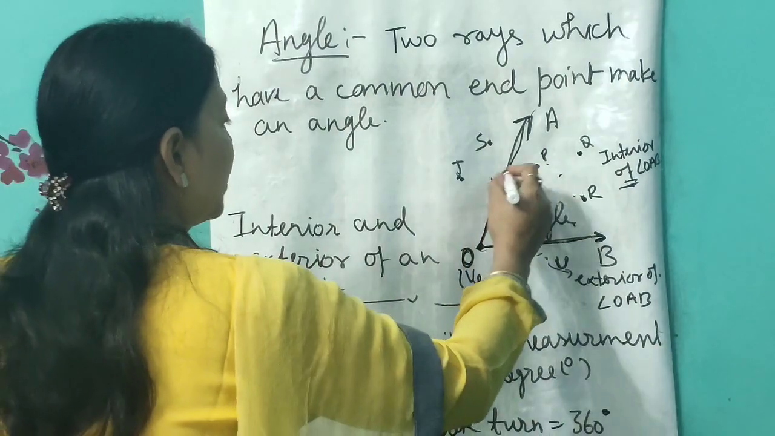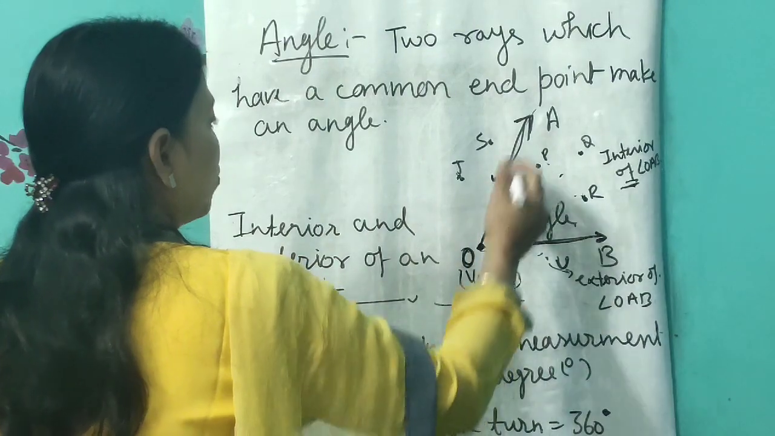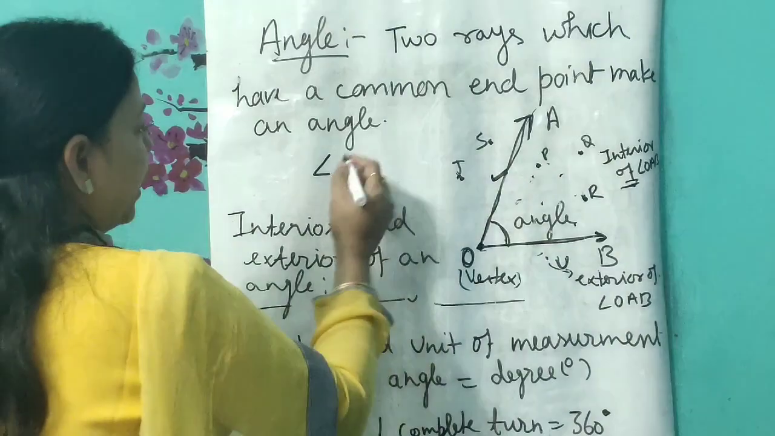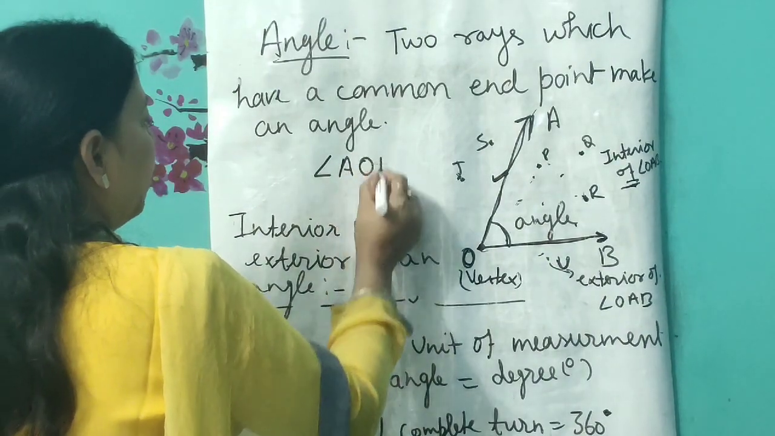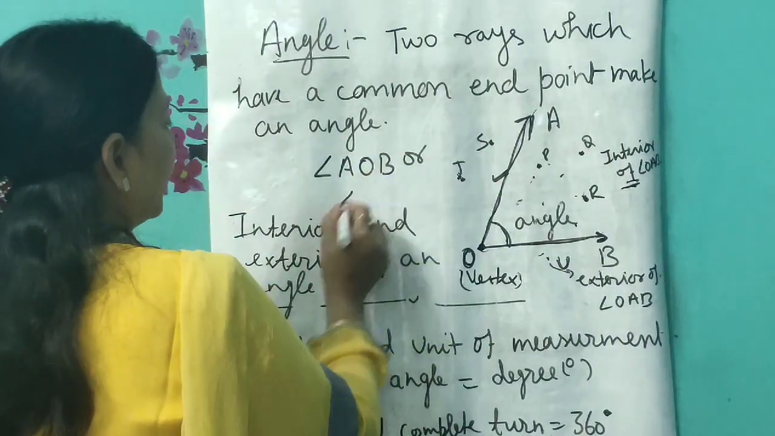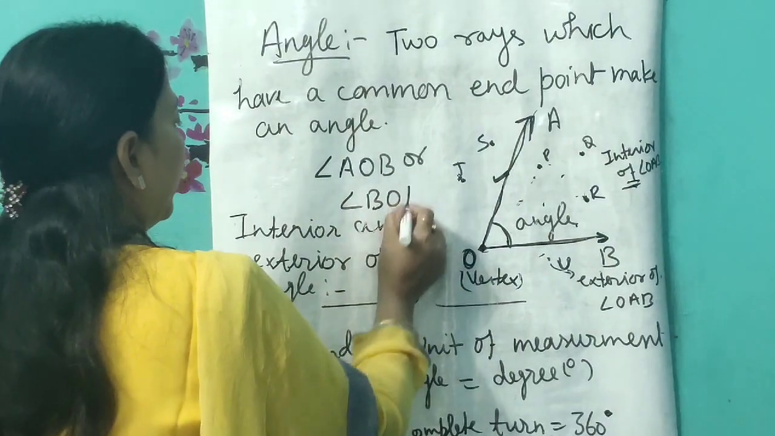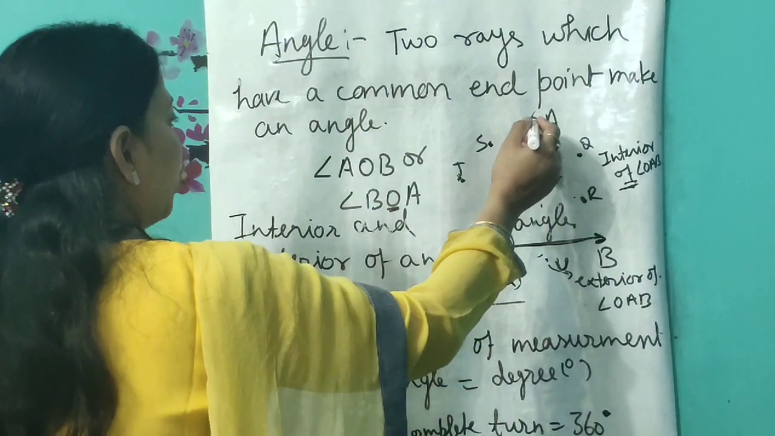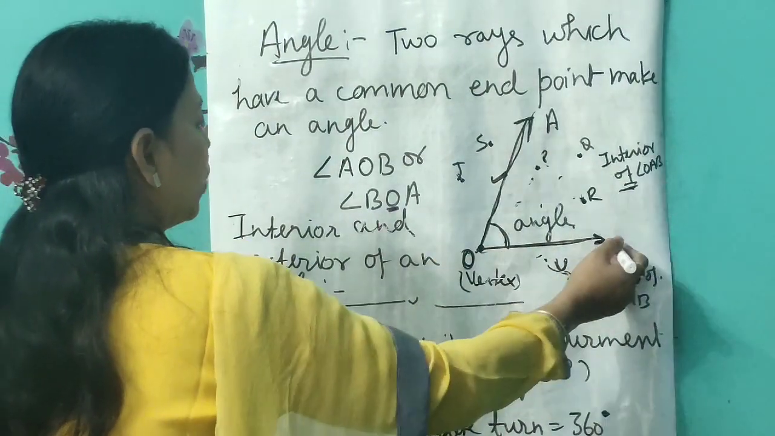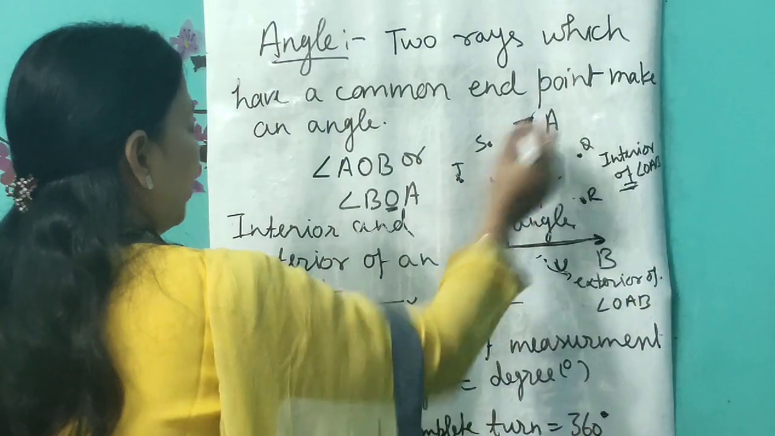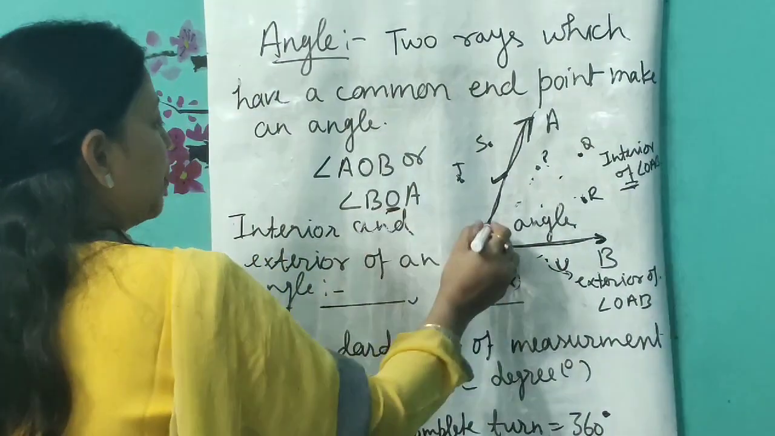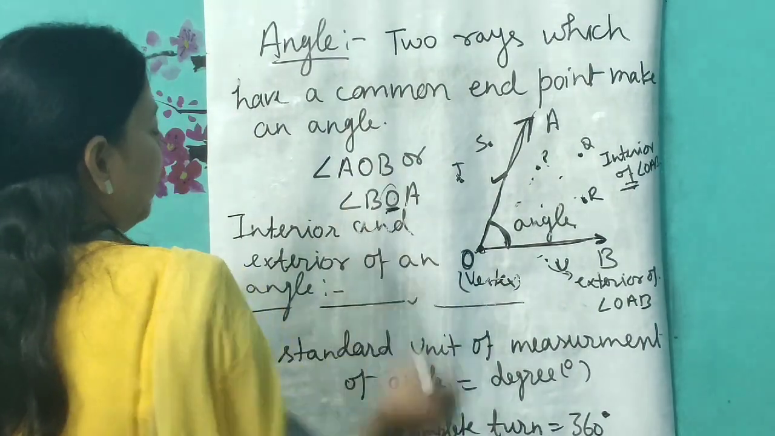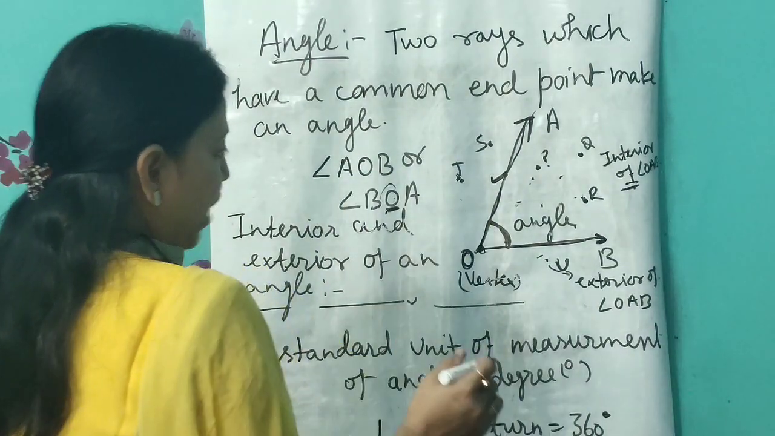And now, how to represent this angle? The angle is represented by this symbol, and the name of the angle is AOB, or it can be written as BOA. It means the vertex should be in the middle, and you can start from AOB or you can start from this side also, BOA. But the condition to represent this angle is that the vertex should be in the middle.